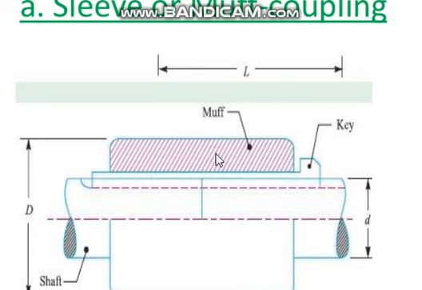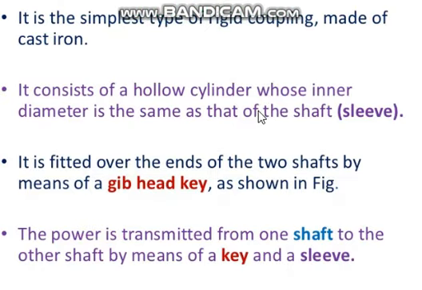Anyway, the total length from here to here is called L. They have shown it here, actually, maybe initially that was there and they moved it, and only the dimension was not moved. It should have been from here to here as the length. Then small d is the diameter of the shaft, and capital D is the diameter of the sleeve. The inside diameter will be the diameter of the shaft only. We want to talk about this coupling.